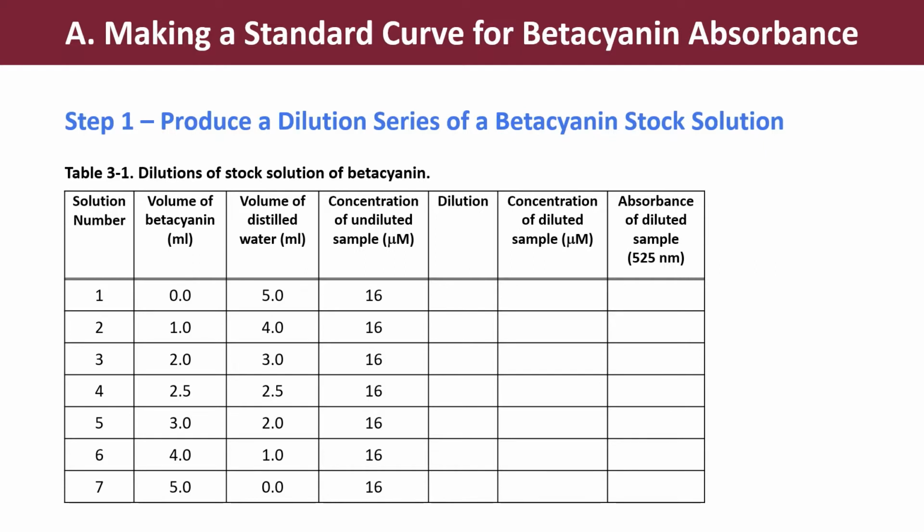At the moment, I want to draw your attention to table 3-1. We're going to make this dilution series. I showed you those test tubes before, number 1 all the way through 7, where number 1 has just water, and number 7 is the most concentrated. If you take a look at columns 2 and 3, we're going to measure different amounts of the pigment, beta-cyanin, and different amounts of the water in order to get our dilution series. I have a video for you that I filmed in the lab, and I'm going to play that right now.